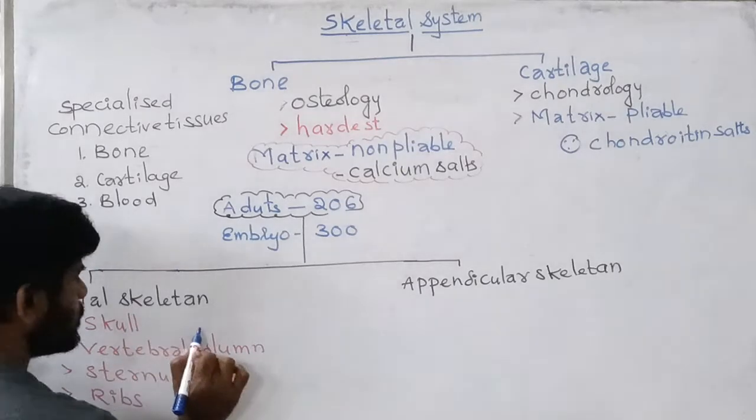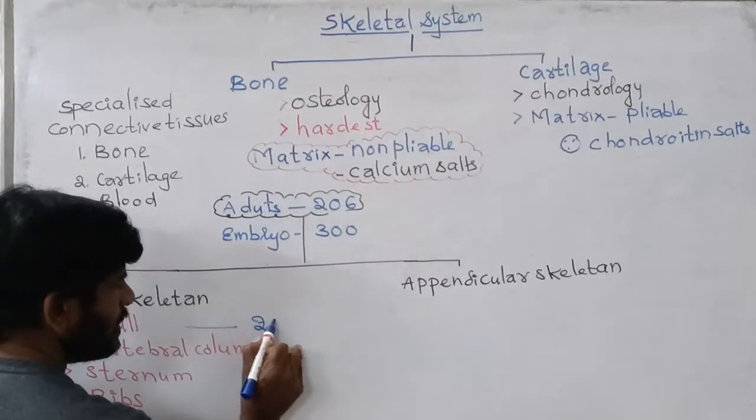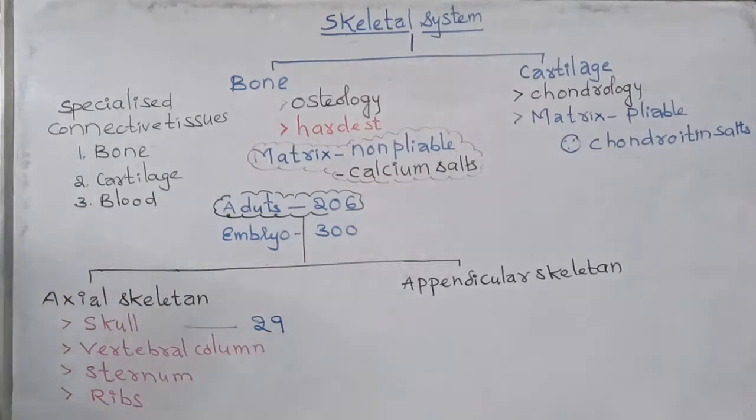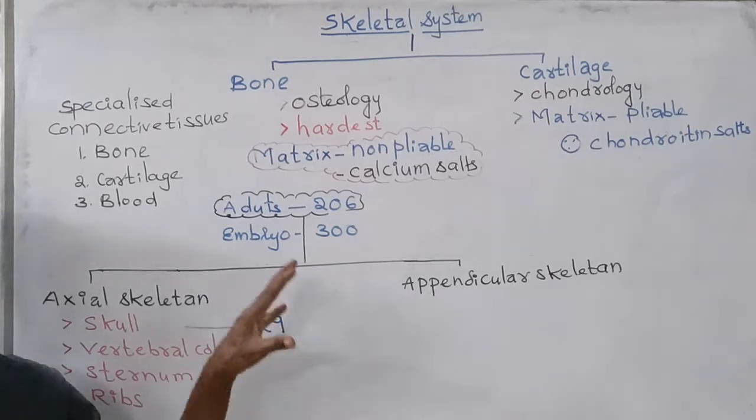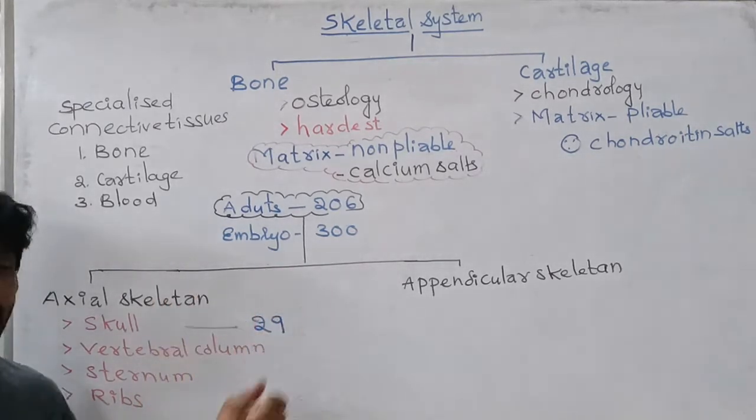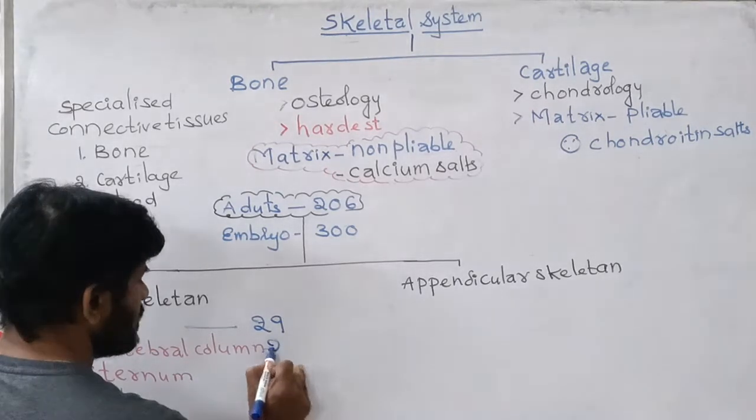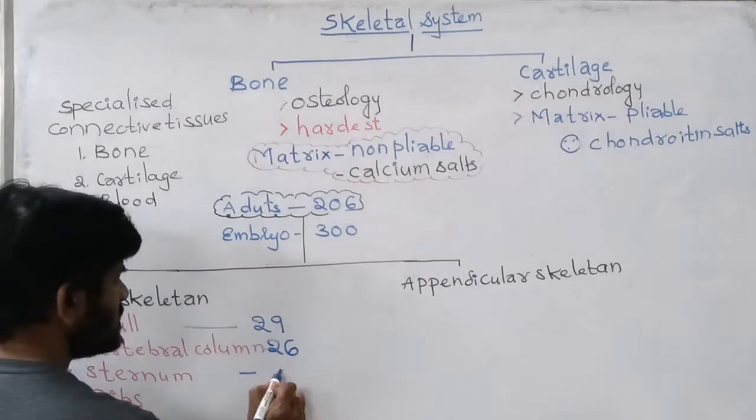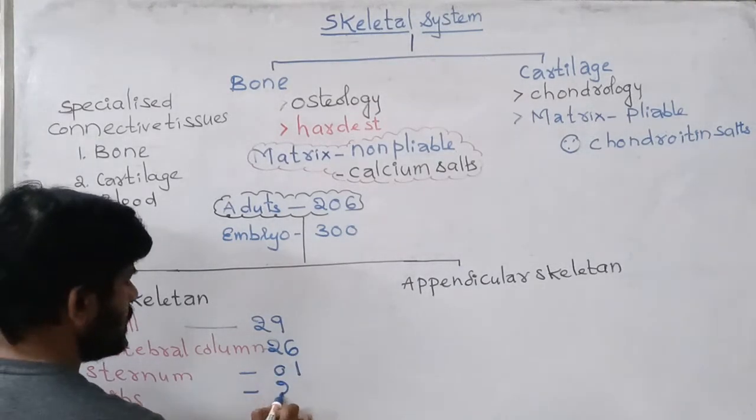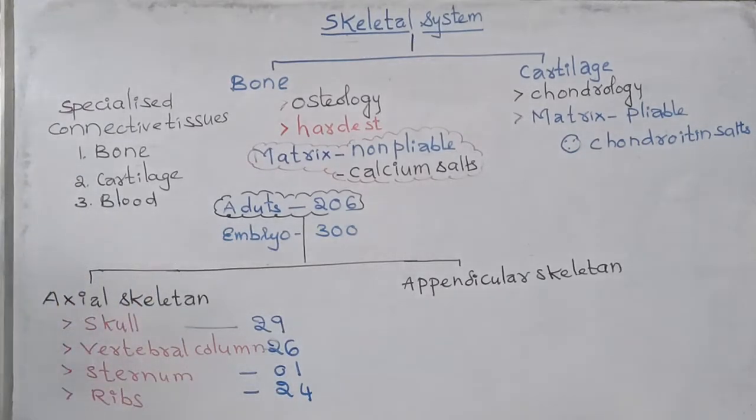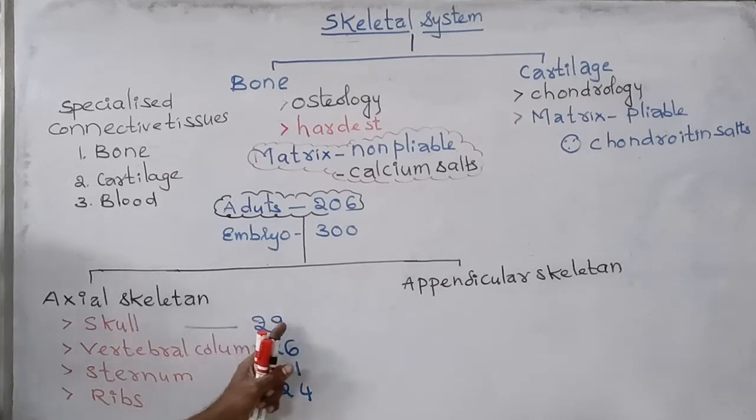Skull contains a total of 29 bones, along with the bones associated with the sense organs. I mean, the ear contains 3 plus 3 sensory bones, they are ear ossicles. Along with the sensory structures, skull bones are totally 29. Vertebral column contains 26 bones in adults. Sternum is only one bone. Ribs are 12 pairs, equals 24.